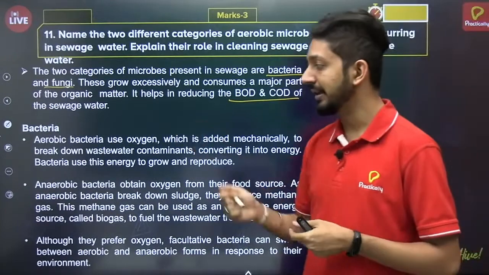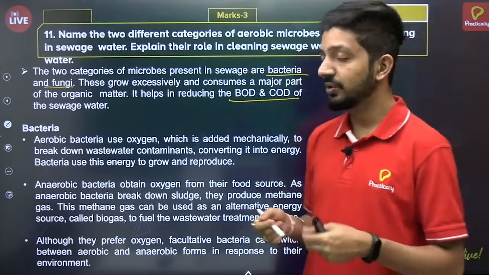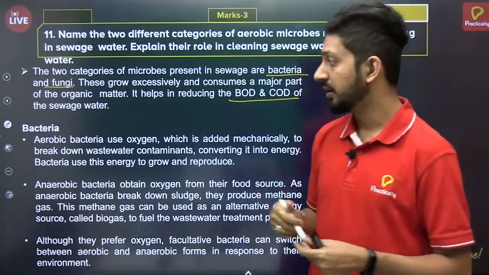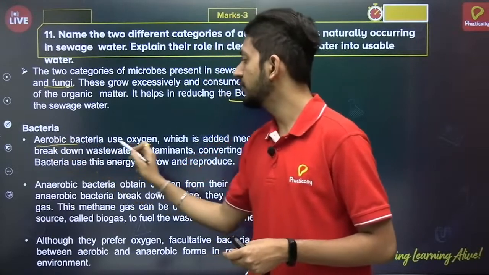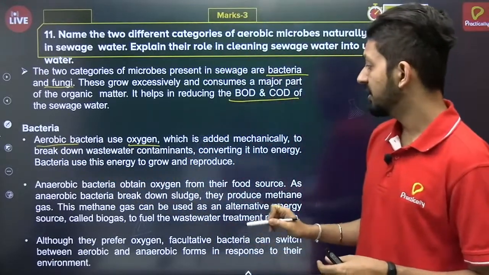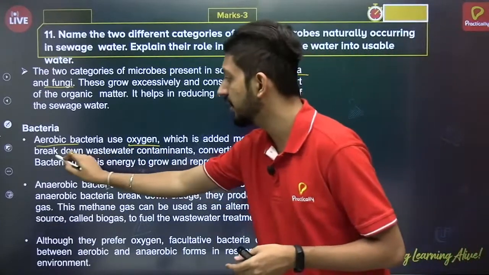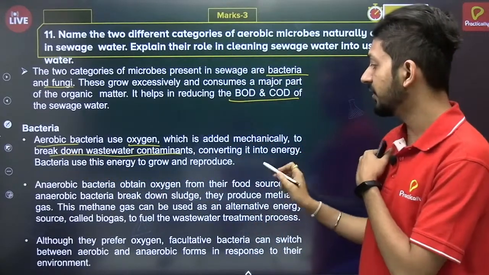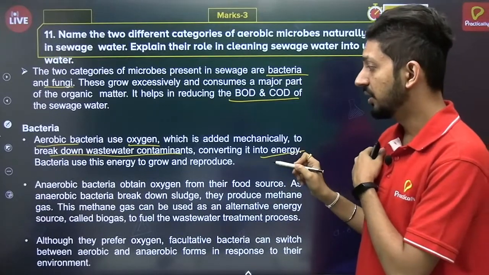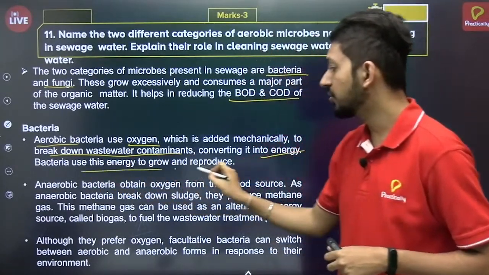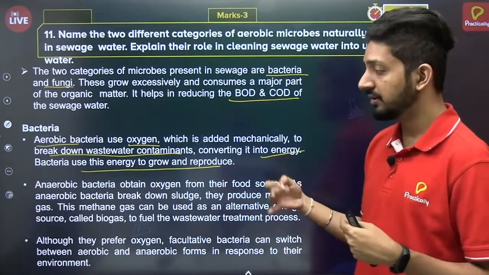Let's start with bacteria. We know there are two types of bacteria, mainly aerobic and anaerobic. Aerobic bacteria will use oxygen, which is added mechanically into the wastewater, to break down the wastewater contaminants, converting them into energy. And bacteria use this energy to grow and reproduce to help further cleaning the water.